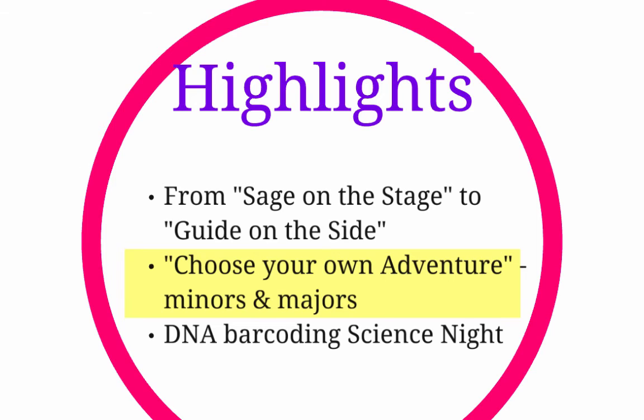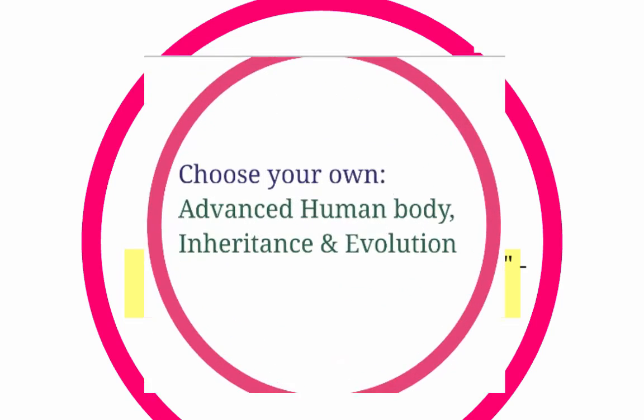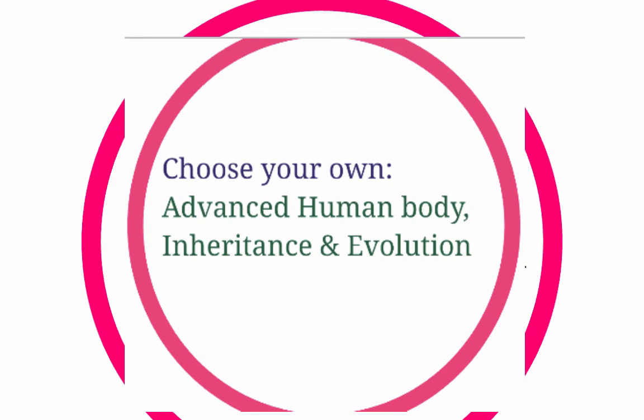So there's a minor in the fall in which students can pick between learning about cancer or learning about genetic modification or learning about cloning. Then in the spring, they have those majors in which, while they're working on their science night project, they are investigating either evolution, inheritance, or human body in great detail.